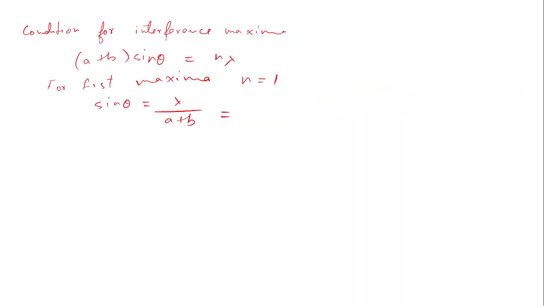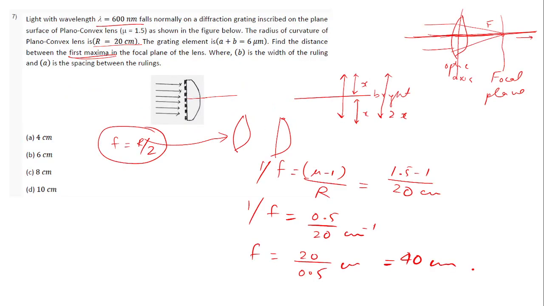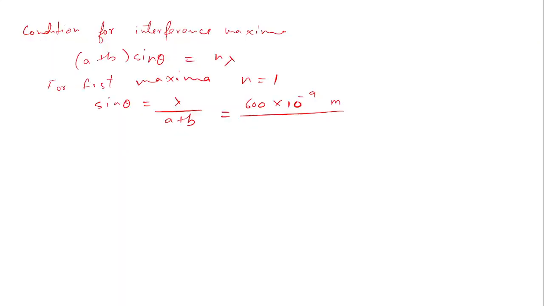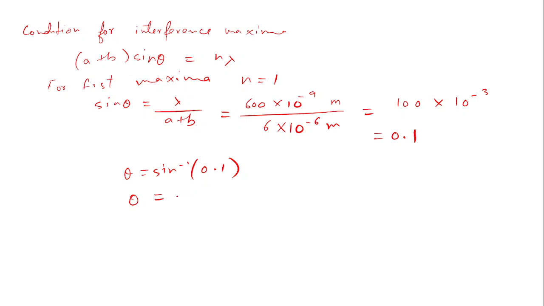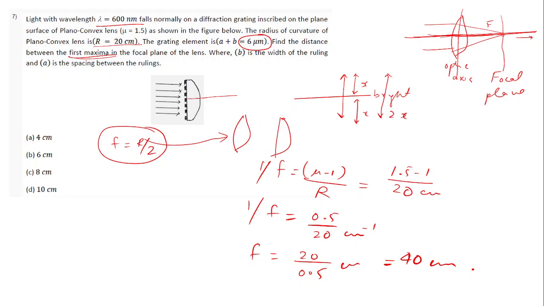Lambda is 600 nanometer. Converting into meters, it is 600 times 10 to the power minus 9 meters, divided by the grating element, which is 6 micrometer. 6 micrometer means 6 times 10 to the power minus 6 meters. So it will be 100 times 10 to the power minus 3, which means 0.1. So theta will be sine inverse of 0.1. The theta value we will get is 5.74 degrees.